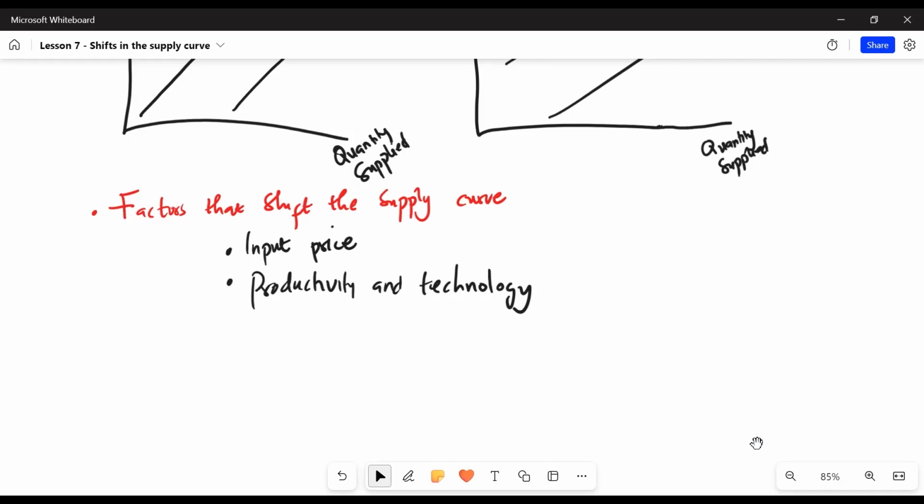This is because at lower cost, firms can increase their profit margins even if they sell at the same price, or they can choose to lower their prices to increase market share, both of which will increase the quantity supplied. The third factor that shifts the supply curve is suppliers' expectation.